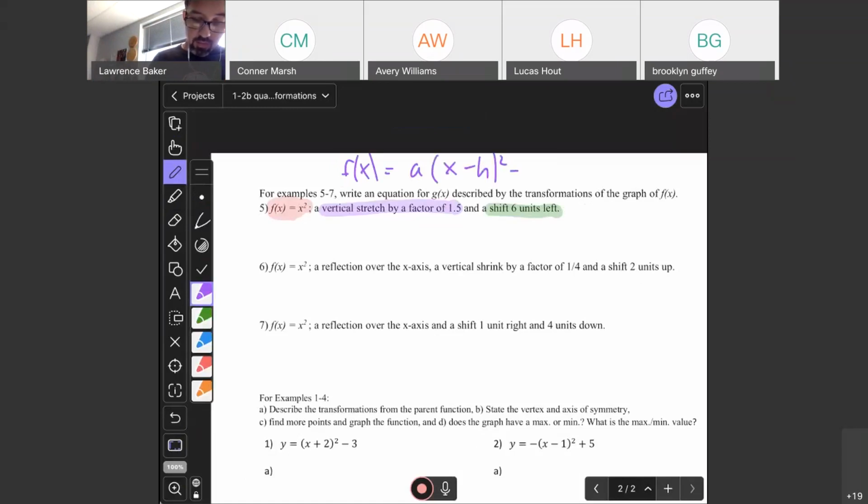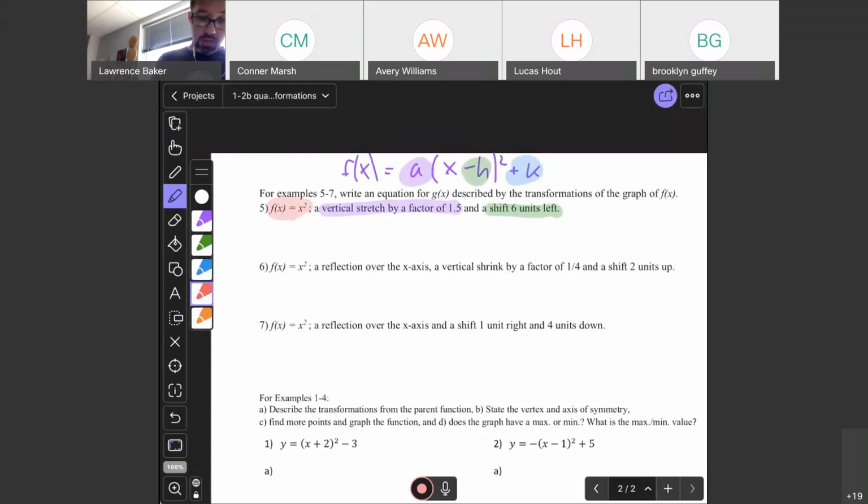Our vertex form. Remember where stretches happen. Stretches happen with the a. Where do left and right shifts happen? Left and right shifts happen with h, but we watch out for that liar. Where do our up and down shifts happen? They happen back here with k. So if I see an up and down shift, that's the number I need to change.